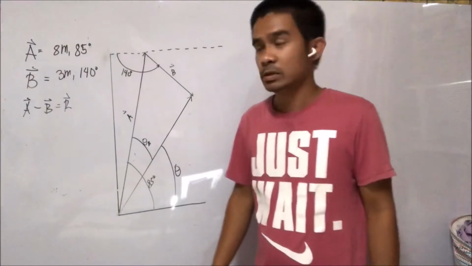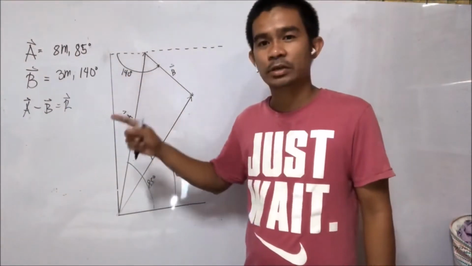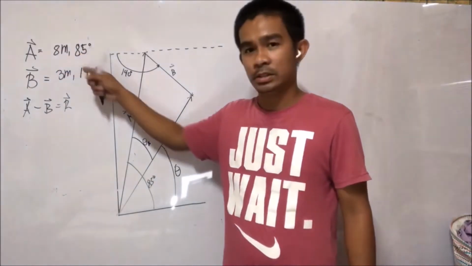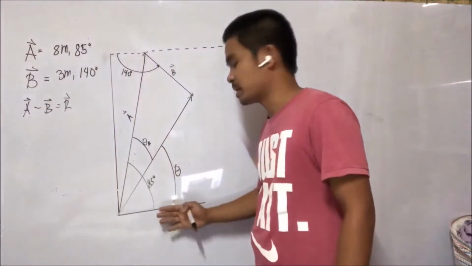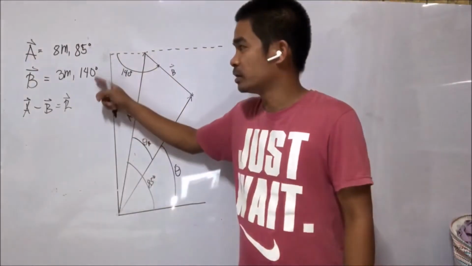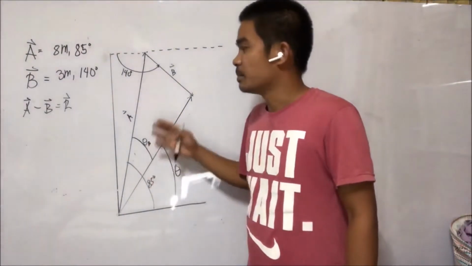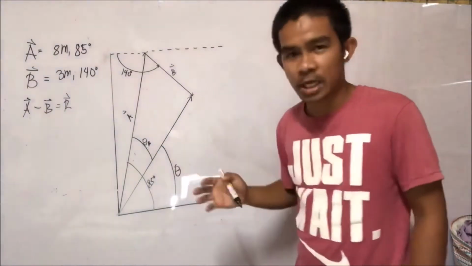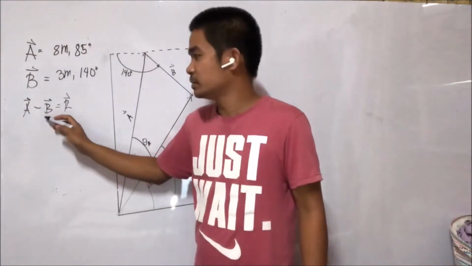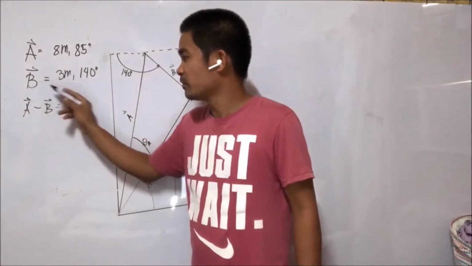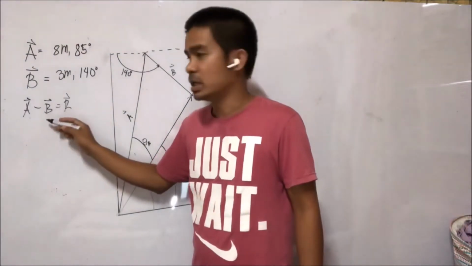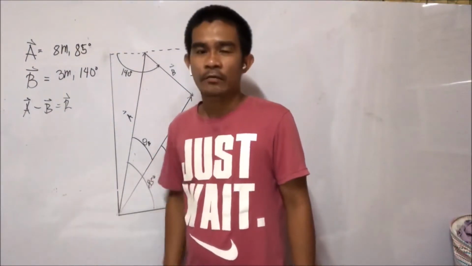Suppose you have two given vectors. You have vector A, which is 8 meters and 85 degrees counterclockwise direction from positive x-axis, and then vector B, which is 3 meters 140 degrees from positive x-axis in counterclockwise direction, and we'll look for vector A plus the negative vector of vector B, or vector A minus vector B, and it is represented by vector R.